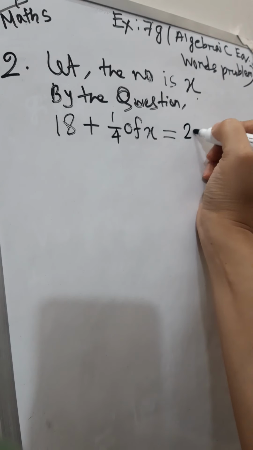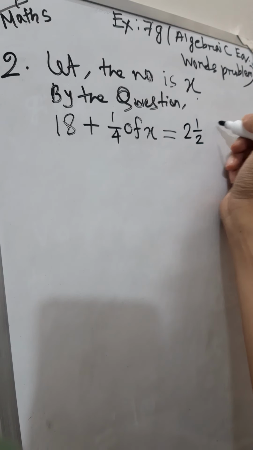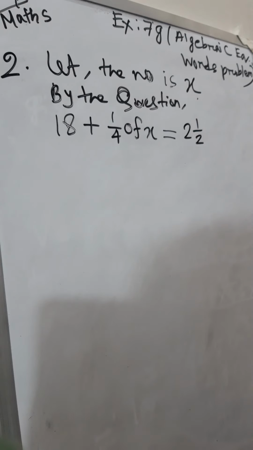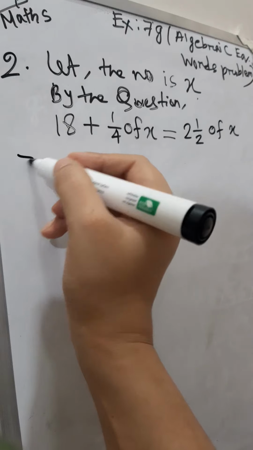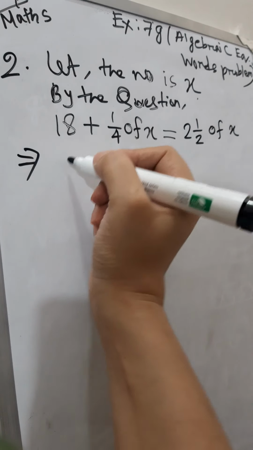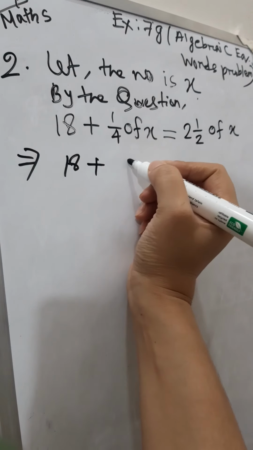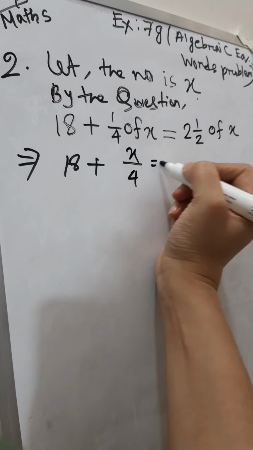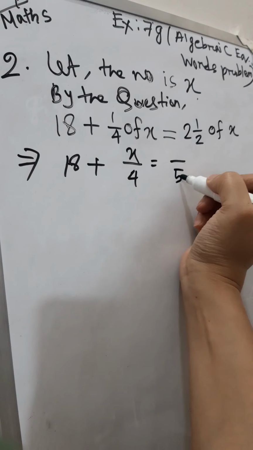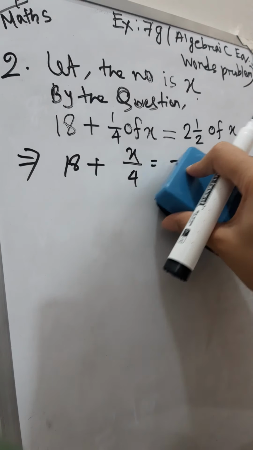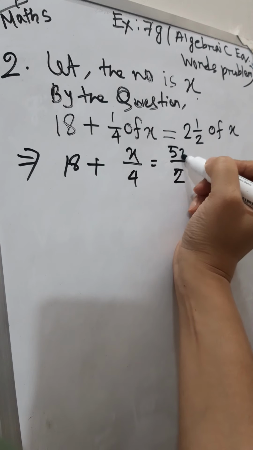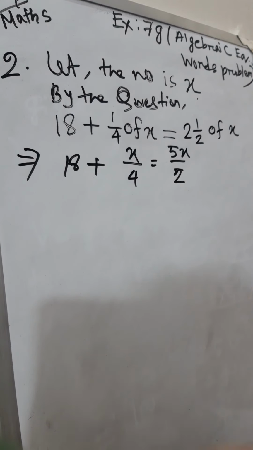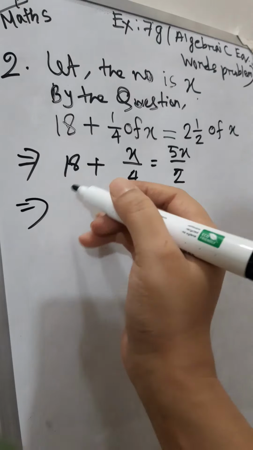So the result is 2 1/2 times, that means multiplication, times the original number x. Now I will simplify it. 18 plus 1/4 of x, I can write x by 4, you already know it, and this can be written 5x by 2.